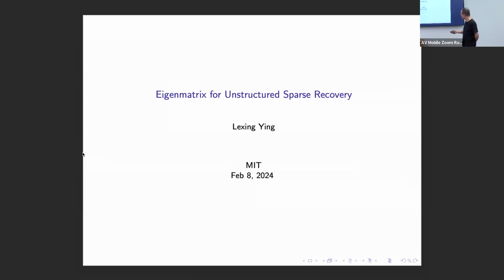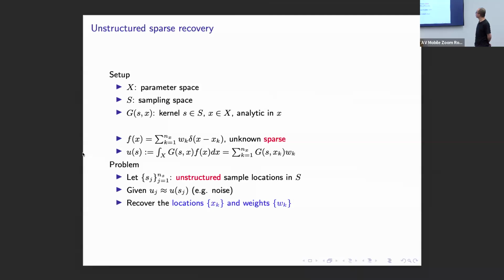So here we go. The problem we're trying to address is the so-called unstructured sparse recovery problem. Let me give you the abstract setup of the problem first, and then I'll give you a few examples. X denotes a parameter space. You can think about it as an open set in the complex plane, or maybe just an interval. It controls the parameters of the problem.